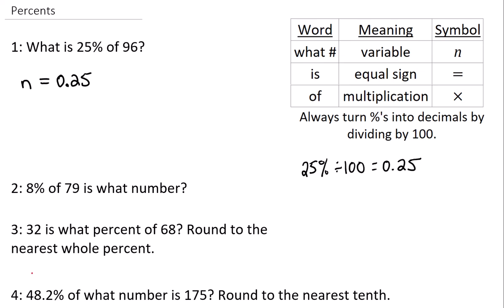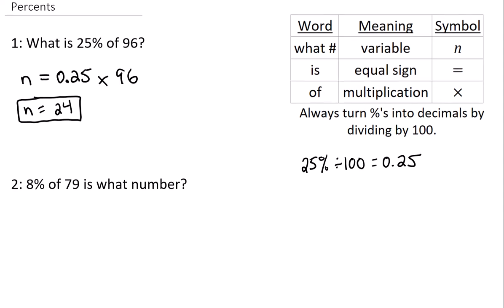After that, I see the word of, and I replace of with multiplication, and then I bring down my 96. My next step would just be to put this into a calculator, calculate a final answer, which would be 24. So n will be 24. That is 25% of 96.